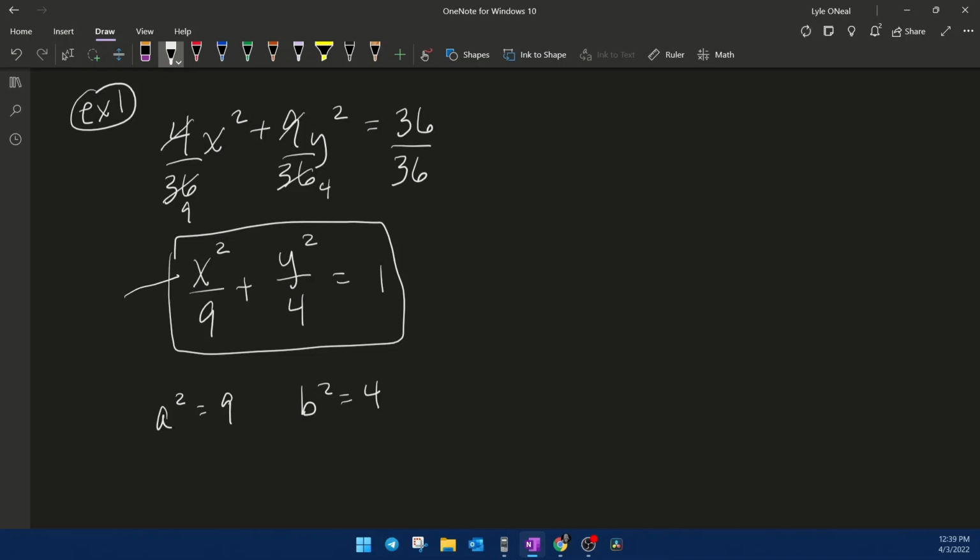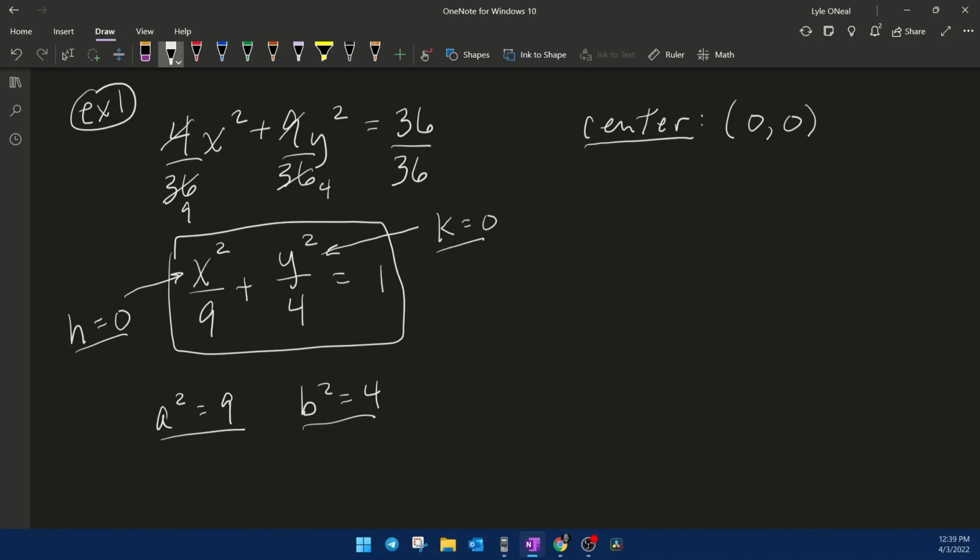Also, in order for the numerator to only be x squared, that would indicate that h must be 0. And for the other numerator to be only y squared would indicate that k must be 0. And so there are 4 pieces of the puzzle that I now have, and now I can find some stuff. Let's start with the center. The center is super easy. That is the ordered pair h comma k, which in this case would be the origin.